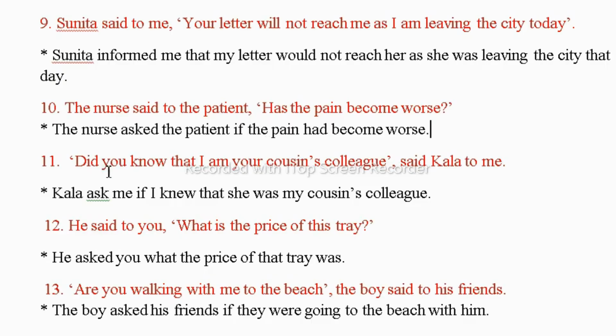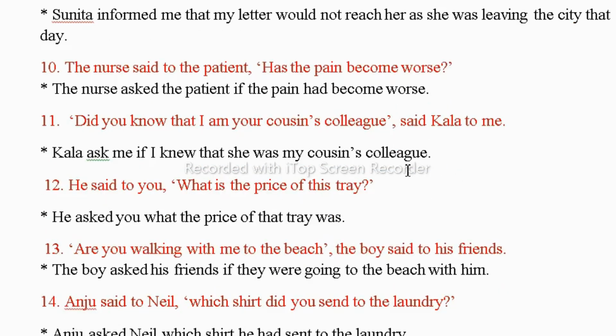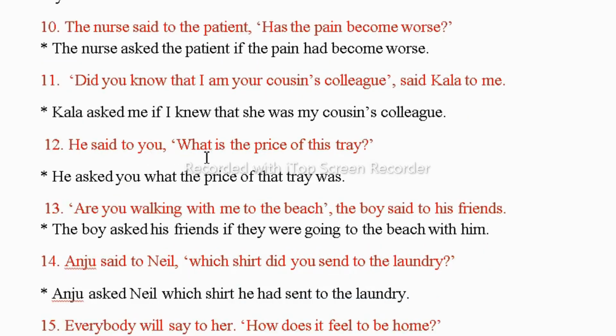Next one, "Did you know that I'm your cousin's colleague?" said Kala to me. First you need to write this: Kala asked me, because again here she is asking. So Kala asked me if I knew that she was my cousin's colleague. He said to you, "What is the price of this tray?" So here he asked you, because again you are getting a question here. He asked you what the price of that tray was. Here, if you are changing direct speech to indirect speech, no need to write a question mark.